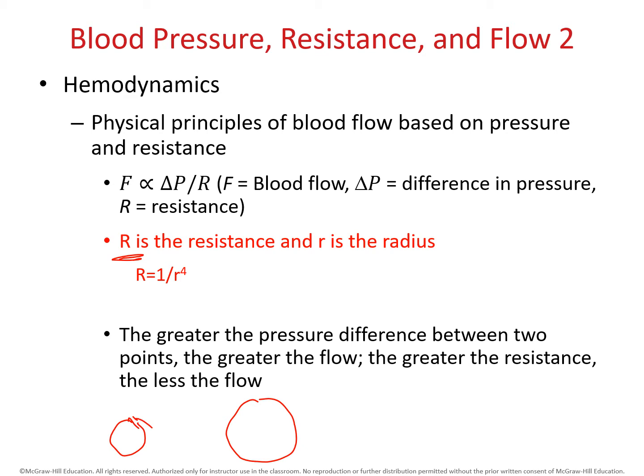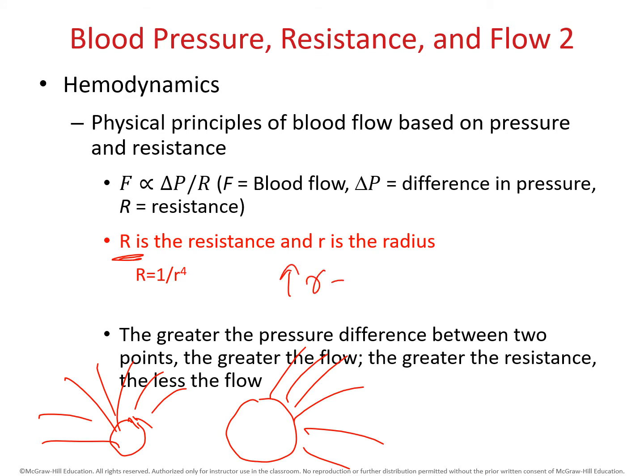Okay, so how is resistance affected by radius? You have a lot of blood trying to flow through a small vessel, so it'll have a higher resistance. And then you have the same amount of blood flowing through a larger opening, so it will be less resistant, right? So now you can say that when you increase the radius, you decrease the resistance in the blood vessel.